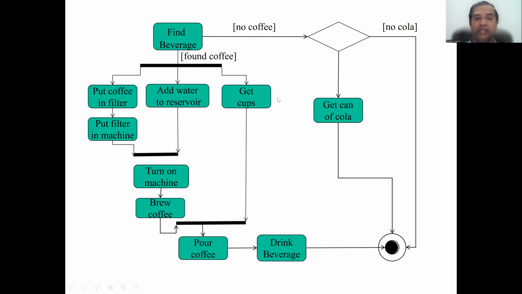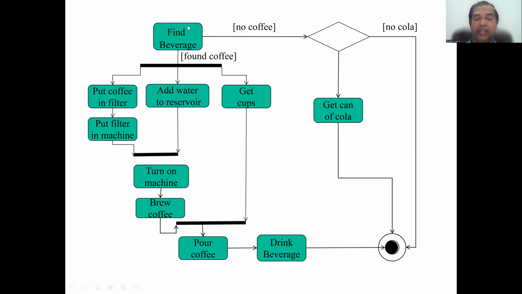So this is a simple process of a vending machine. It's a beverage vending machine or a coffee vending machine. For simplicity, we are just going to consider that it is one single machine which is used for finding a beverage, which might be a coffee or a Coke. So initially, what we are going to do is find a beverage.